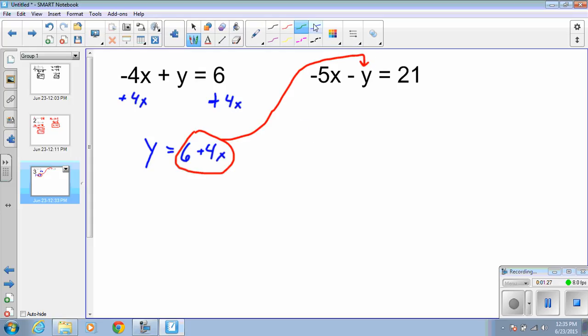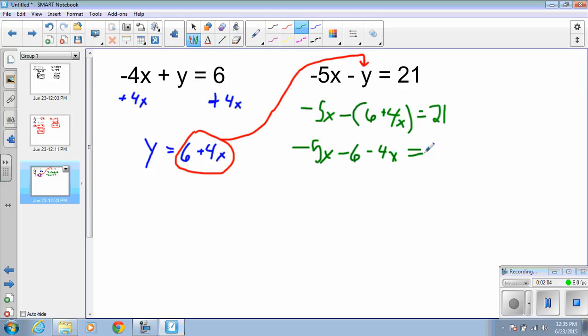And we would get negative 5x minus whatever y is equal to. We'll put that in parentheses, minus (6 plus 4x) equals 21. So negative 5x, and now we'll distribute the negative through the parentheses. That tells us that's negative 6 and minus 4x. That all equals 21.